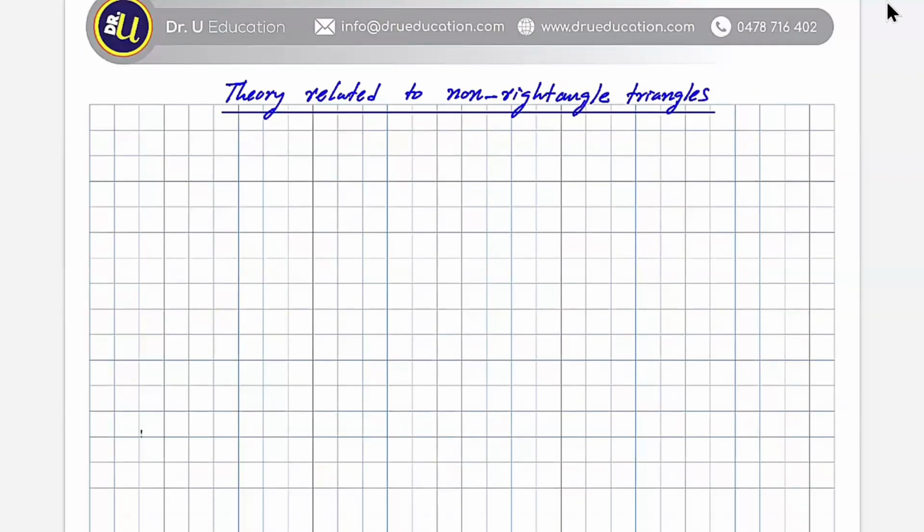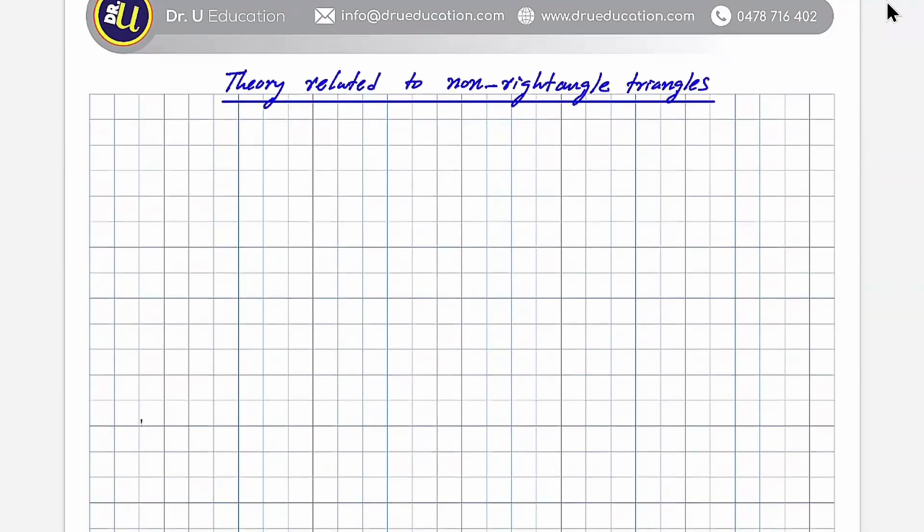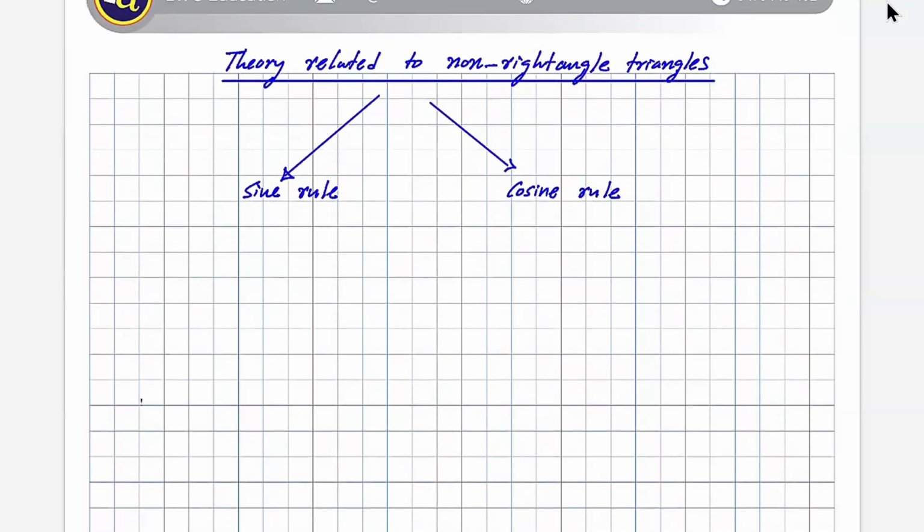Now, theory related to non-right angle triangles. This we mainly divide into two parts. One is the sine rule. The other one is the cosine rule. Firstly, we'll discuss the sine rule. This is the first one we discuss, and this is the second one we discuss. So the sine rule is applied for non-right angle triangles.